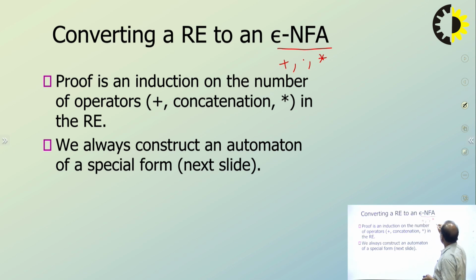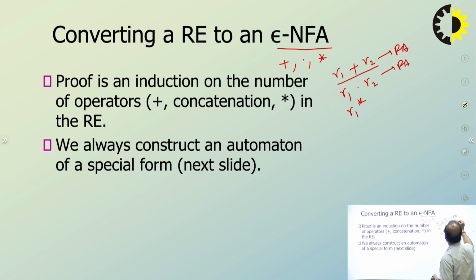If R1 is a regular expression and R2 is a regular expression, how do we make a finite automaton for R1 plus R2, how to make one for R1 dot R2, and how to make one for R1 star? We know that star is a unary operator. If we understand how to convert R1 plus R2, R1 dot R2, and R1 star to finite automata, we can solve our problem.